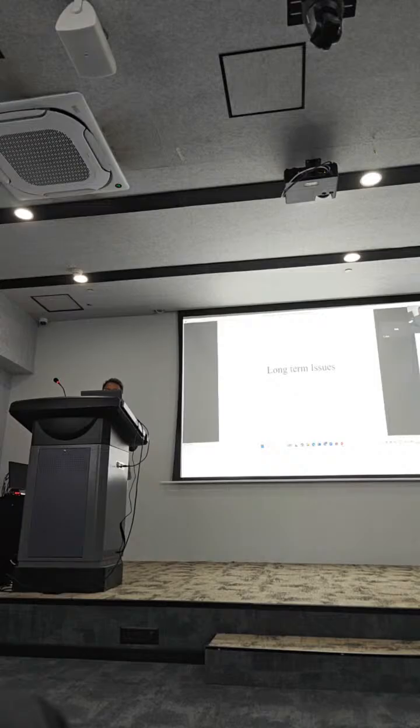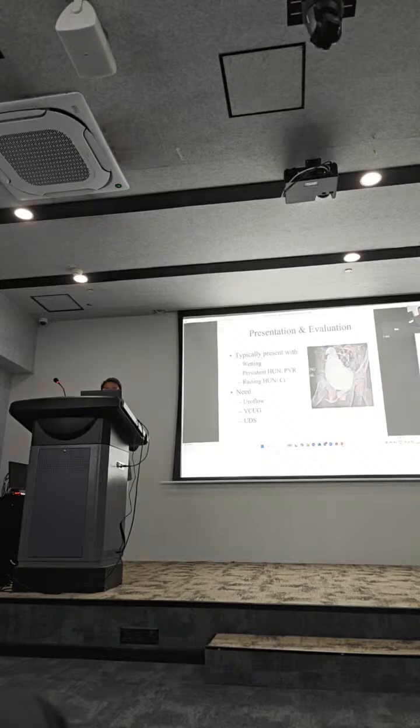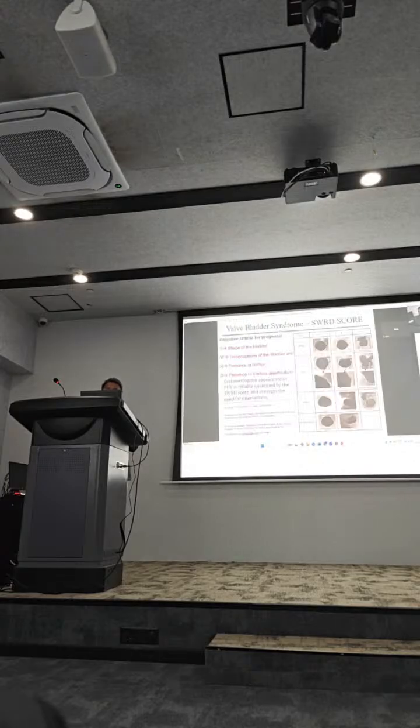So long-term issues: the term valve bladder covers all the dysfunctional bladders in patients with the posterior valve. It was first used by Mitchell, who described the pathophysiology where the underlying obstruction initiates a cyclical event leading to bladder decompensation. So they typically present with wetting, daytime wetting at the age of 4 to 5, persistent hydronephrosis, rising creatinine. They need uroflow, repeat MCU, and then urodynamic study.